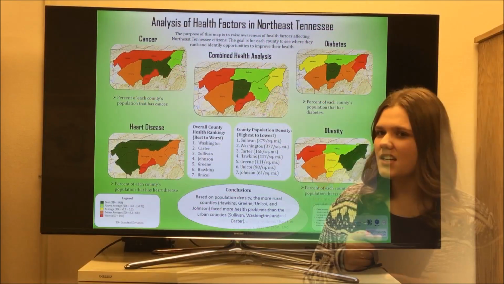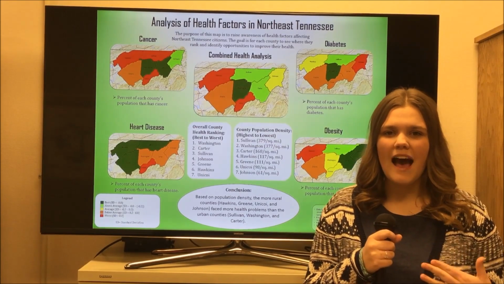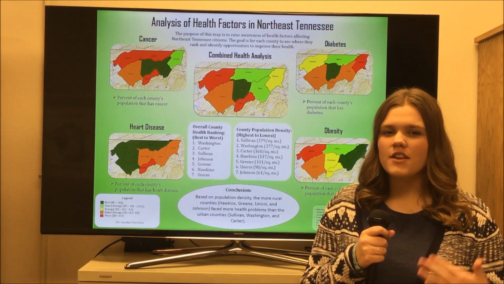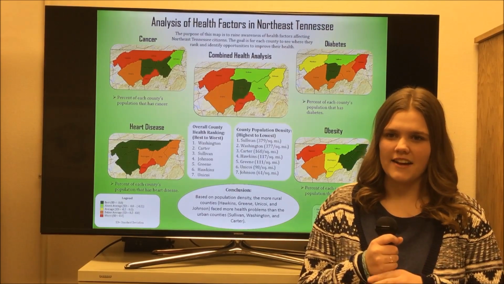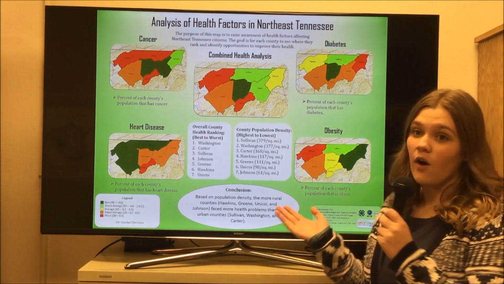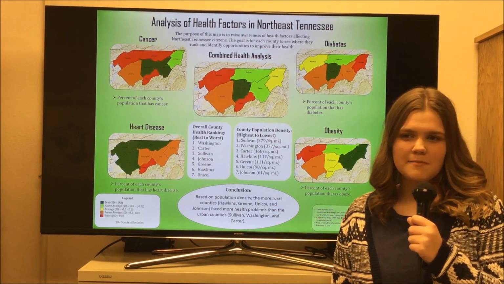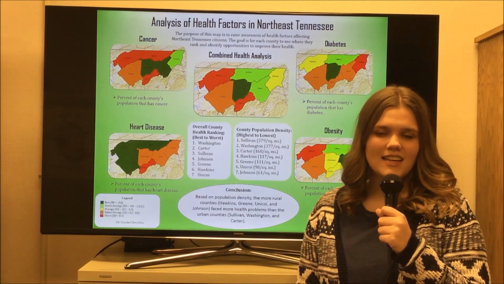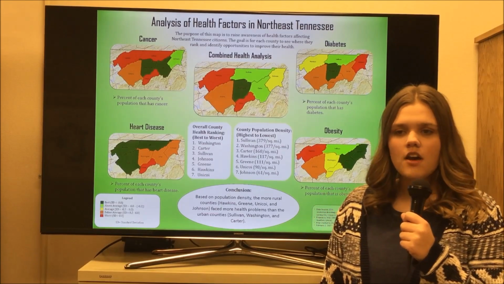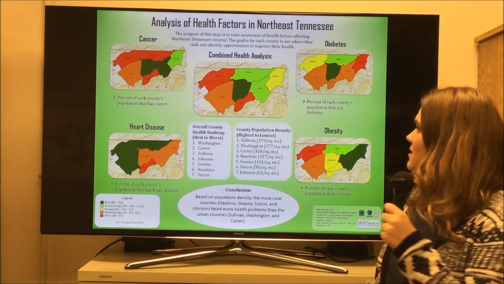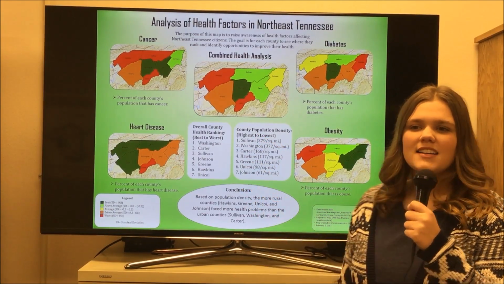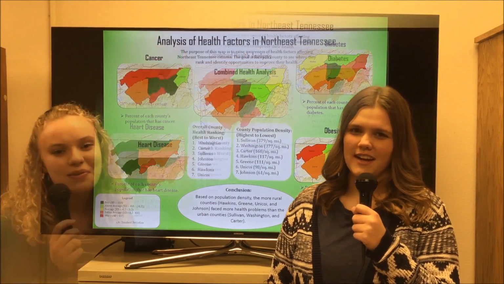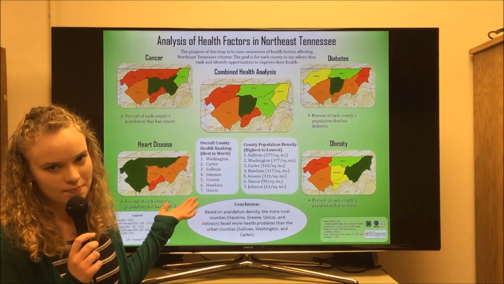In our map for this year, we wanted to do something that would have a lasting effect on Unicoi County and the surrounding areas. So we created this health map. And the purpose of this map is to raise awareness of health factors affecting Northeast Tennessee citizens. The goal is for each county to be able to see where they rank and identify opportunities to improve their health. So now, let's take a look at our map.